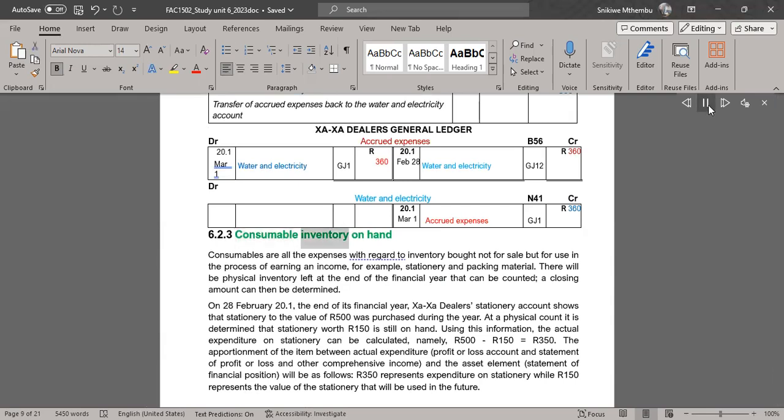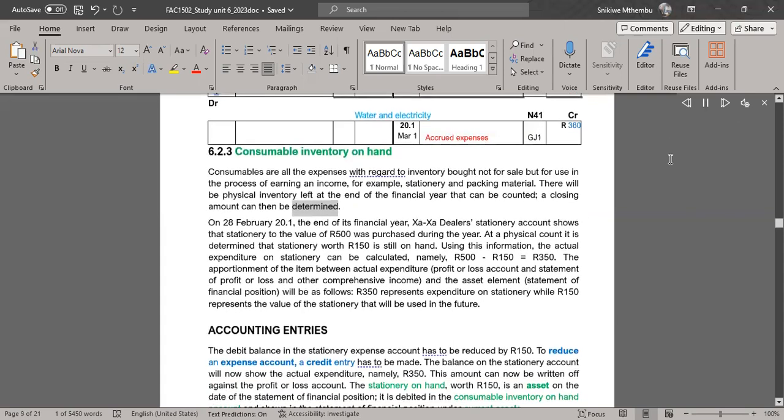Consumable inventory on hand. Consumables are all the expenses with regard to inventory bought not for sale but for use in the process of earning an income, for example, stationery and packing material. There will be physical inventory left at the end of the financial year that can be counted. A closing amount can then be determined.